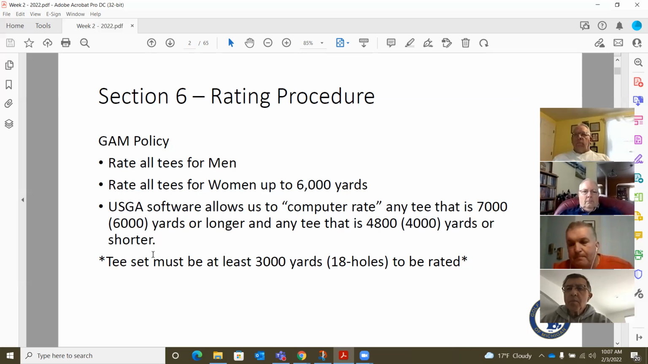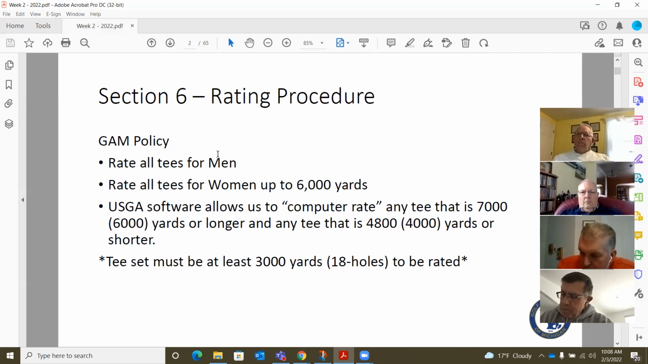This is something that the USGA is working on, that they're trying to incorporate shorter courses, par 3 courses into the World Handicap System. So nothing that's going to happen in the next year or two, but possibly in 2024 or later, we might see some of these courses being brought into the mix and being rated.